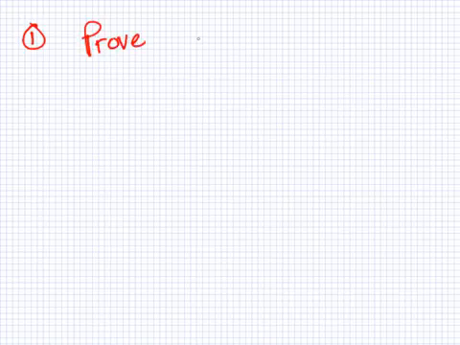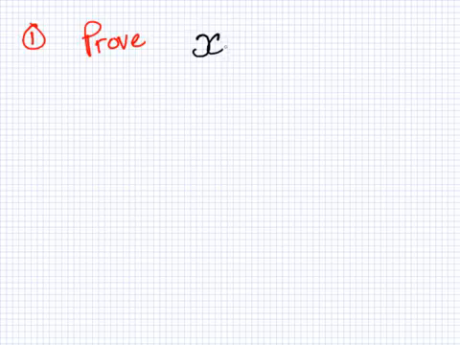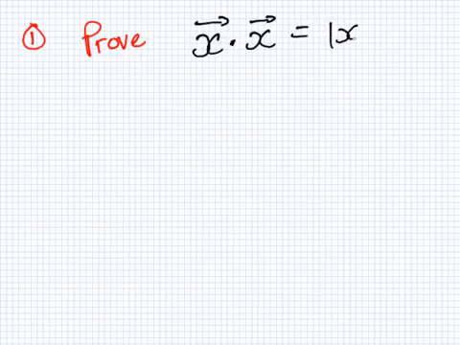In number 1 you want to prove that x, or just x, is it? What letter do I use? Just x, sorry. x dot x equals magnitude of x squared.